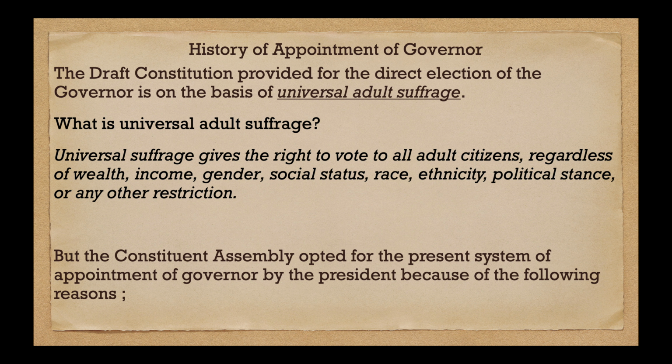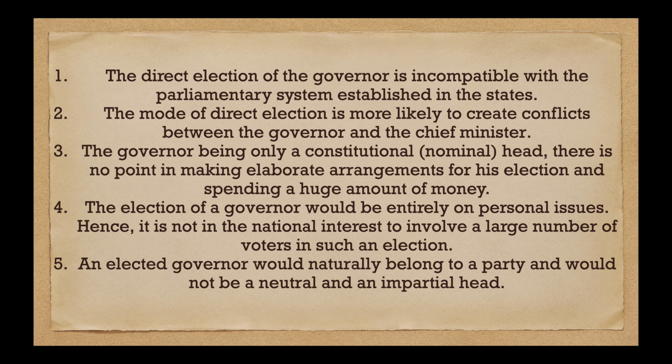But the Constituent Assembly opted for the present system of appointment of governor by the president because of the following reasons. 1. The direct election of the governor is incompatible with the parliamentary system established in the states. 2. The mode of direct election is more likely to create conflicts between the governor and the chief minister. 3. The governor being only a constitutional head, there is no point in making elaborate arrangements for his election and spending a huge amount of money. 4. The election of a governor would be entirely on personal issues. Hence, it is not in the national interest to involve a large number of voters in such an election.